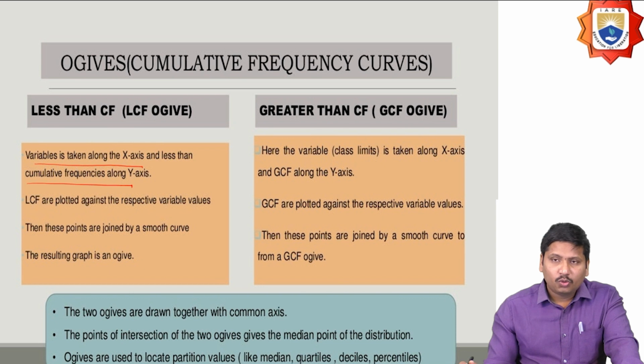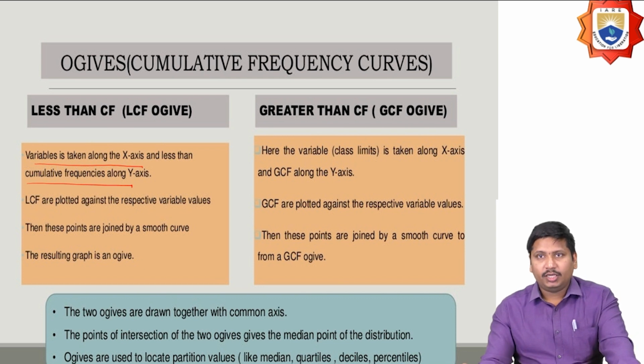The two ogives are drawn together on a common axis, and the point of intersection of the two ogives gives the median point of the distribution. The ogives are used to locate the partition values like median, quartiles, deciles, and percentiles.